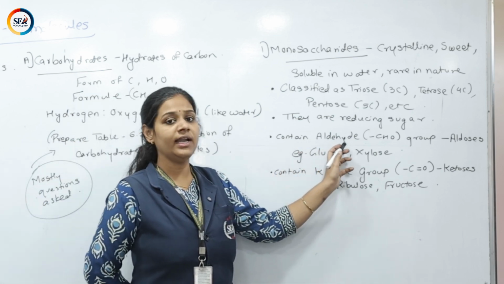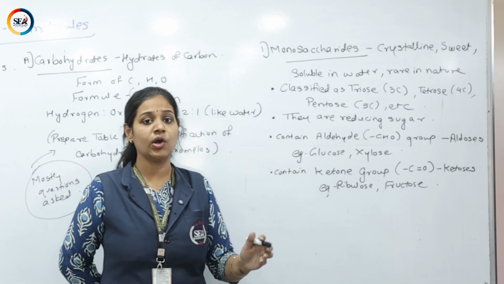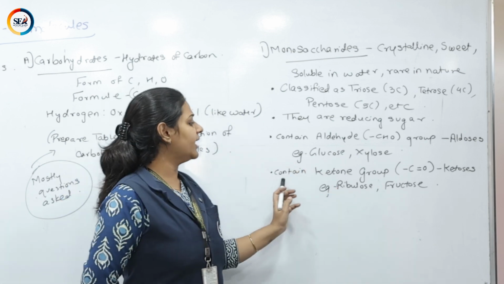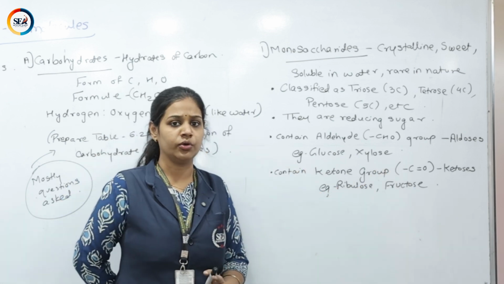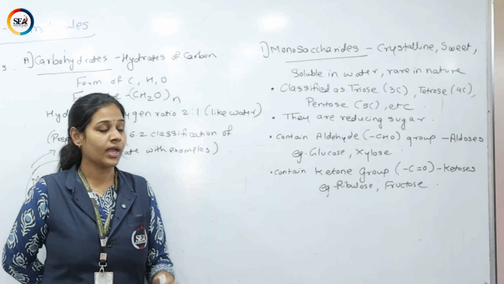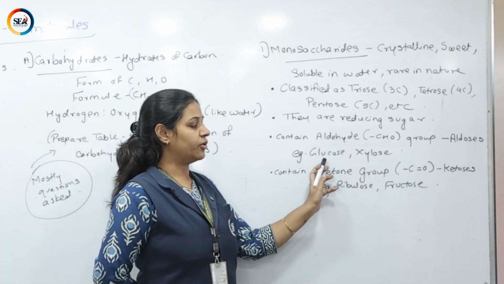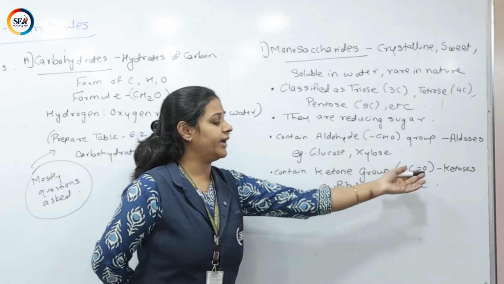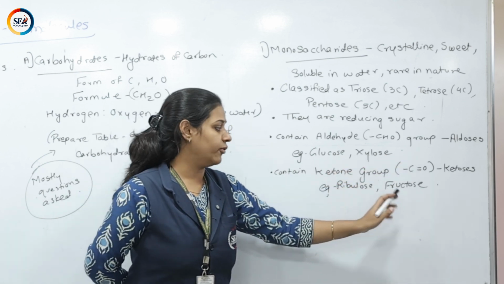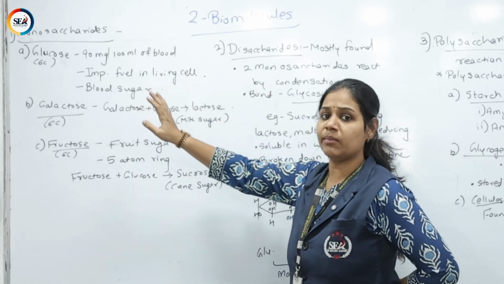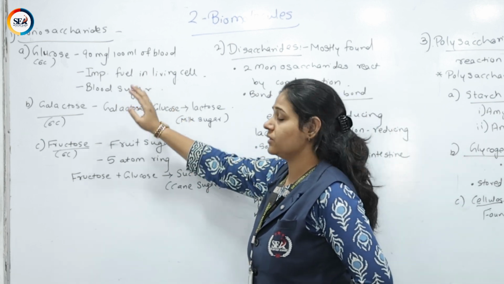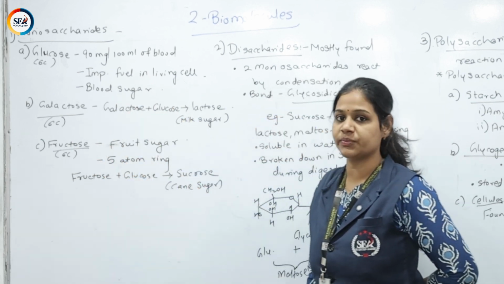If they contain aldehyde group, that is CHO group, they are called as aldoses. If they contain keto group, that is C double bond O group, then they are called as ketoses. The examples of aldoses are glucose, xylose, and example of ketoses are ribulose and fructose. We are going to see the examples of monosaccharide. First is glucose, second is galactose, third is fructose.